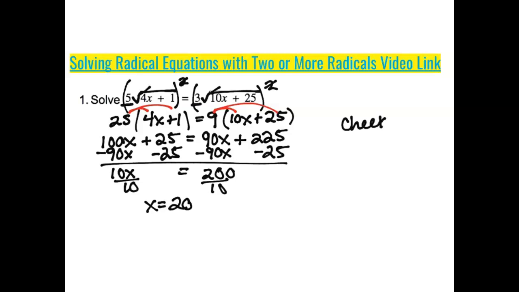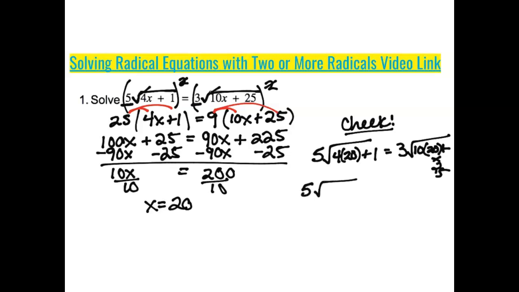Now I'm going to check my answer, plug it back in, make sure it works. Got 5 times the square root of 4 times 20 plus 1 equals 3 times the square root of 10 times 20 plus 25. Going off the screen there, sorry about that.